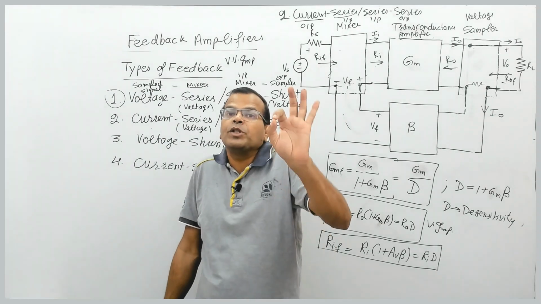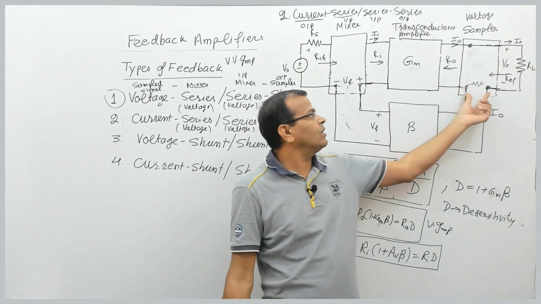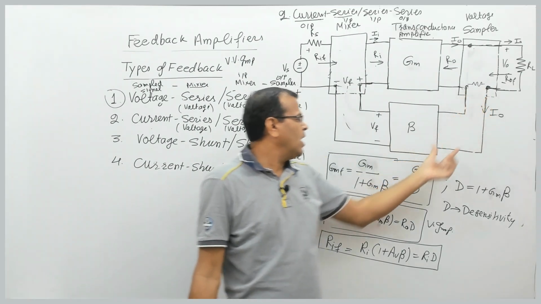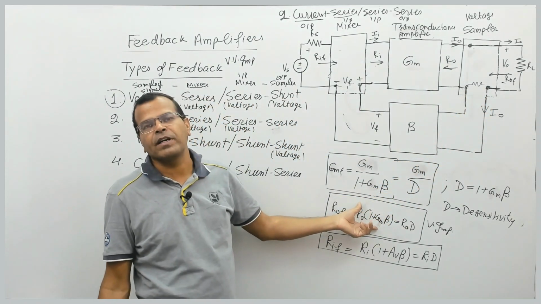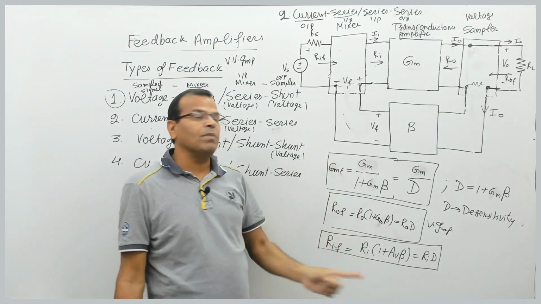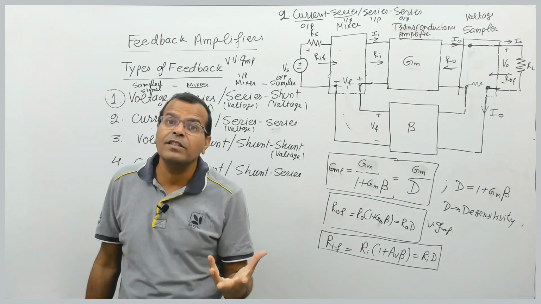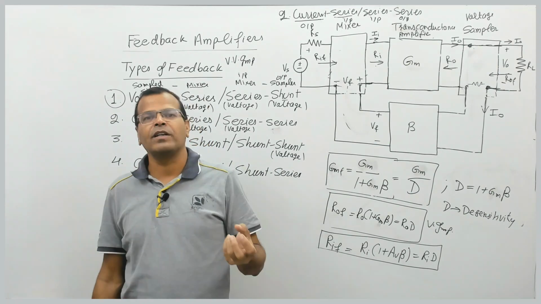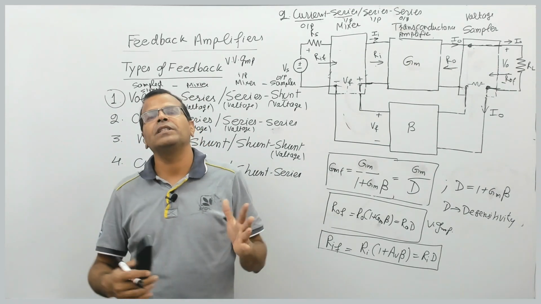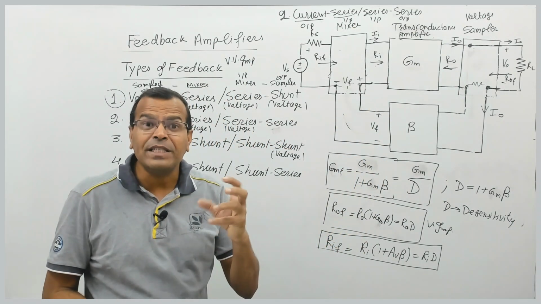When it is shunt, it must be decreased in the resistance. So output is series sampling, output resistance increases by factor D. Input is series mixing, input resistance must be increasing by factor D. So whenever it is series, there is increase in resistance. When it is shunt, there is decrease in resistance, whether it is input side or output side. This is the basic concept.